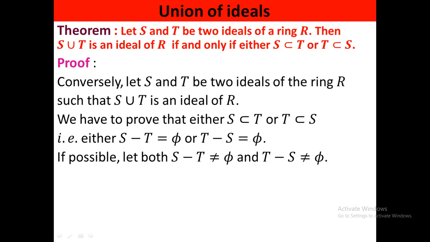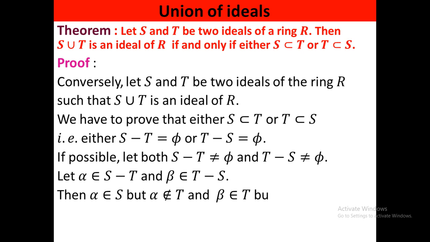Okay, let's go. Since this is non-empty, we can consider an element. Suppose alpha is an element in S minus T and beta is an element from T minus S. Now since alpha belongs to S minus T, alpha is an element of S but alpha does not belong to T, and since beta belongs to T minus S, beta belongs to T but beta does not belong to S.